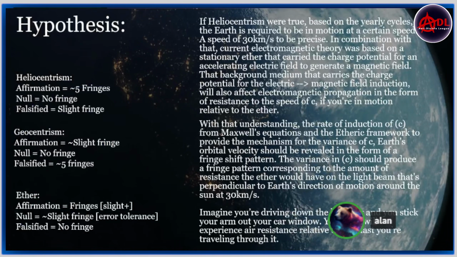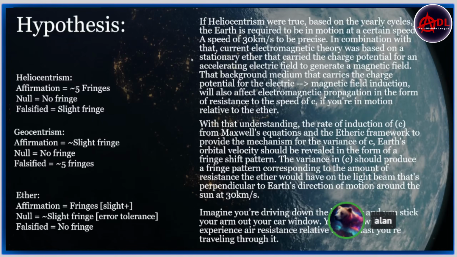Okay. So, getting back into the science of it. Hypothesis: if heliocentrism were true, based on the yearly cycles, the Earth is required to be in motion at a certain speed, 30 kilometers a second to be precise. In combination with that, the current electromagnetic theory was based on a stationary ether that carried the charge potential for an accelerating electric field to generate a magnetic field.